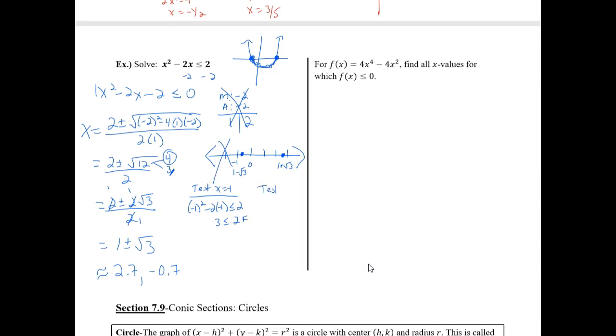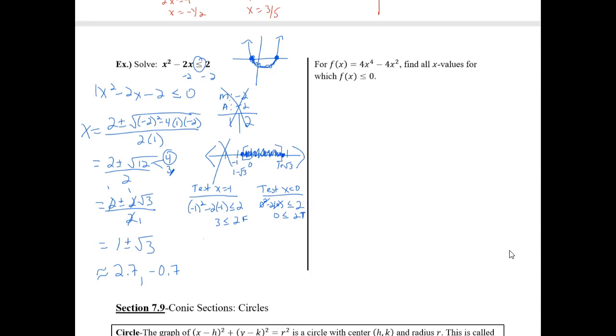I'm going to test 0. That's a nice value in between, so in this middle region between my 2 critical values. If I plug in 0 for x, I'll have 0 squared minus 2 times 0 less than or equal to 2. The left-hand side is all 0. Is 0 less than or equal to 2? That's true. So this whole region here is part of my solution set. And because I have this equal to bar, I will include those values in my solution.